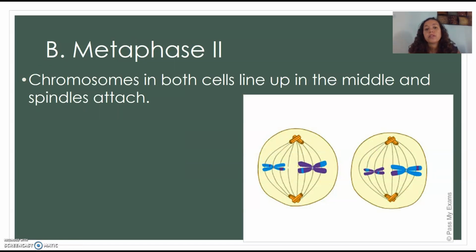Metaphase 2, chromosomes in both cells line up in the middle. I did find a picture that was flopped just in case they show you this. It doesn't always have to be in the middle this way. It can be in the middle this way or this way, but it just has to line up in the middle, all of them. So this is really similar to mitosis. The only difference is only 23 are lining up in the middle instead of 46 because they all got split up to half.